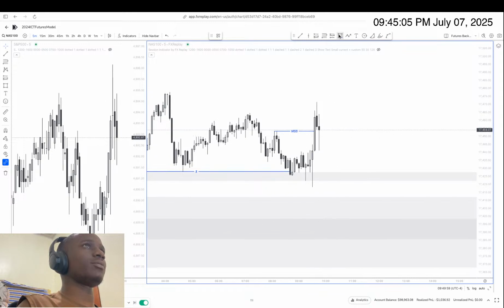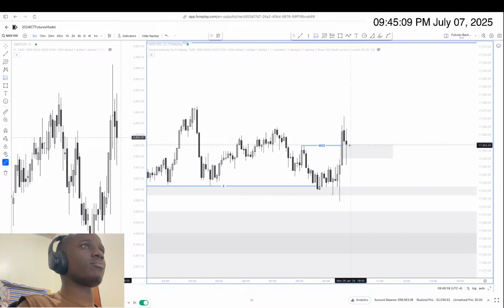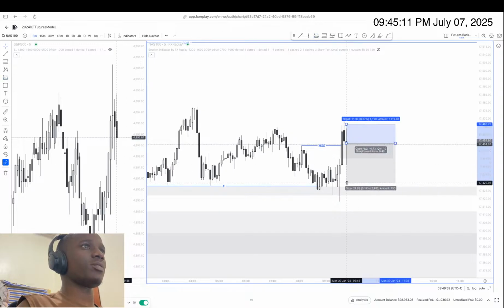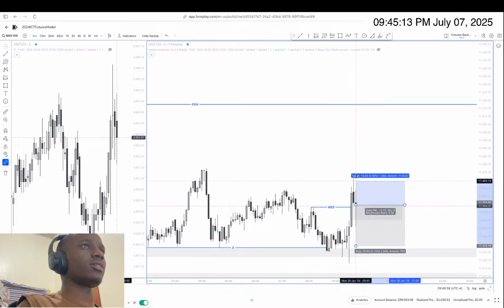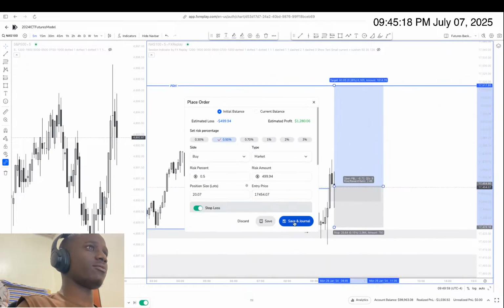Right, nice retracement into this gap, and I'll obviously take this entry. It's also a buy. My stop loss to be somewhere here, and I'd like to target these highs here. So let's take this entry, risking a half.